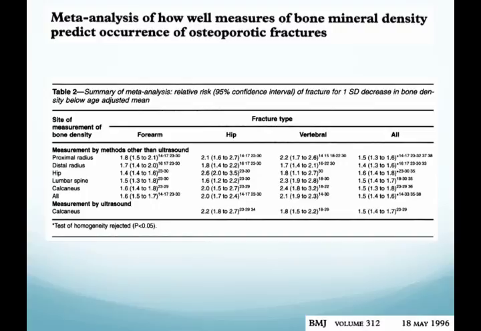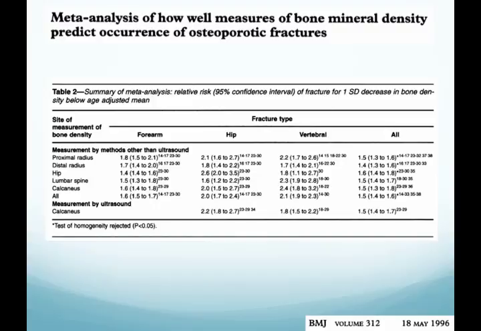Why is DEXA important? We don't really care about tests so much. We care about outcomes. We don't care about the number on a DEXA. We care about the fracture. This study from 1996 shows that DEXA actually translates into increased risk of fracture. For every 1 standard deviation in bone density, if my T-score is 1 standard deviation lower than yours, this is going to be my risk of fracture. If my T-score is 1 standard deviation lower in the hip, I'm going to have a 2.6 times higher risk of having a hip fracture.